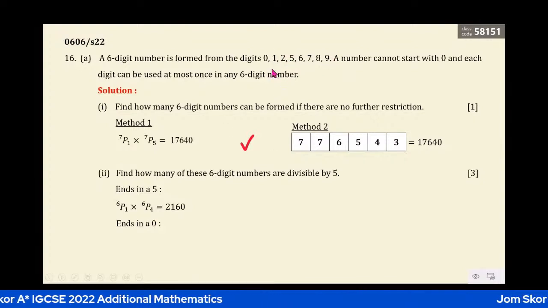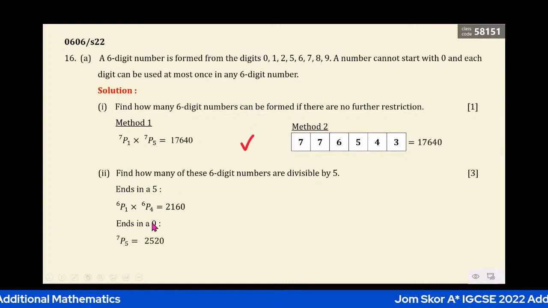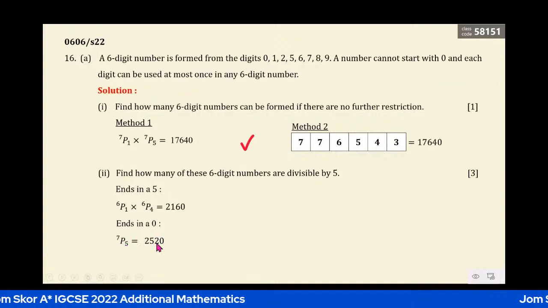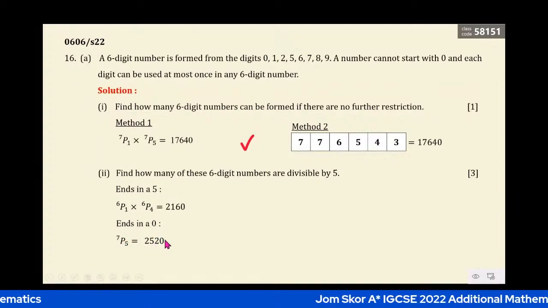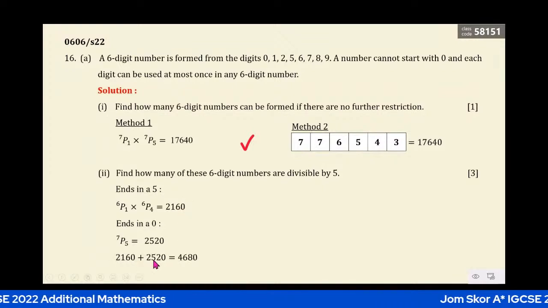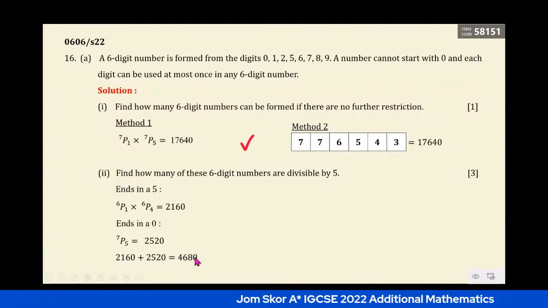So 7 tu boleh ambil, kita boleh consider untuk isi tempat yang pertama. Okay, and then tempat kedua, ketiga, keempat and then kelima. So 7P5 is 2520. Because 0 tu dia dah duduk dekat belakang. So dia dah duduk diam-diam dah kat situ. Okay, so how many different arrangement is 2160 plus 2520 is 4680. Okay, itu kalau kita guna P and PR.